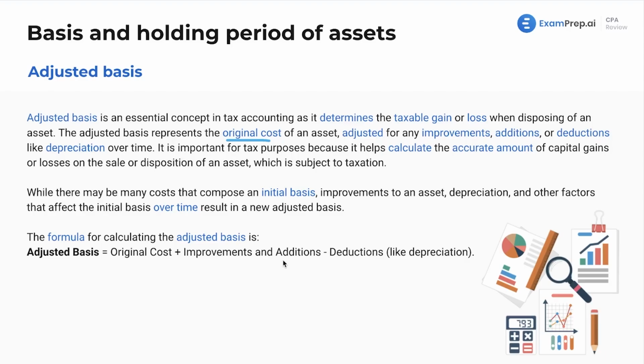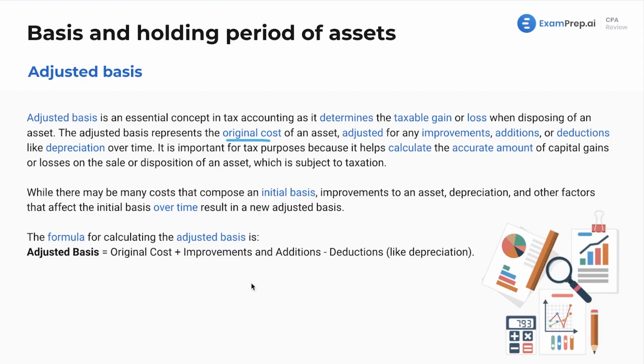improvements and additions. So let's say we calculate our original basis in year one and we have some extra costs we add there. Then in year two, we make some of those improvements that improve the useful life, improve the production value of this asset. That is going to increase its adjusted basis in year two. And then we've got depreciation, which we're going to take depreciation expense every year. Also, if there's any write-downs, impairments, other costs, other expenses that reduce the value of our asset.